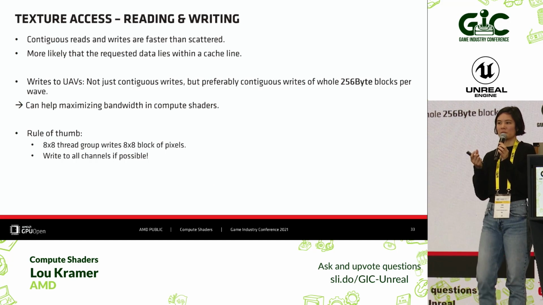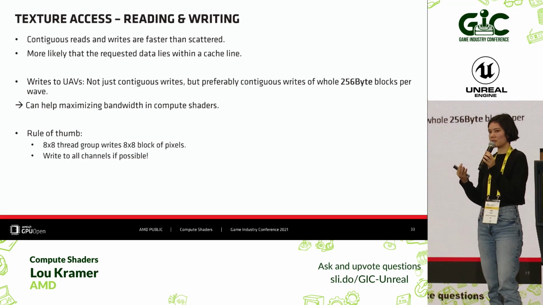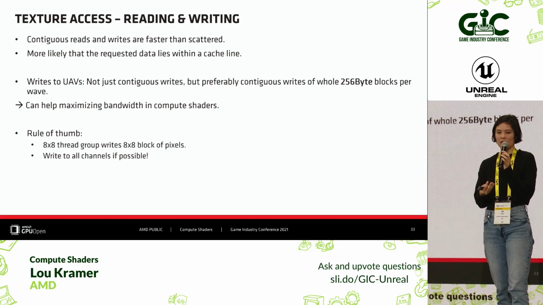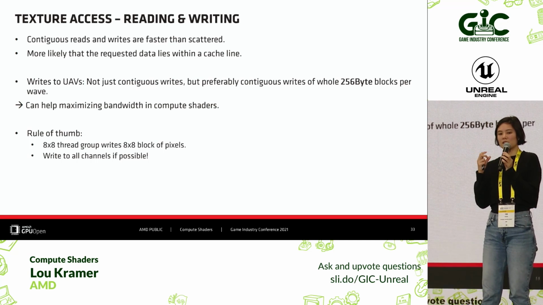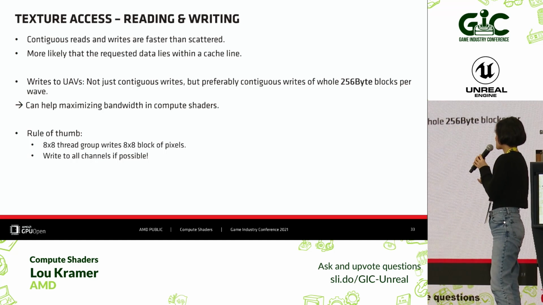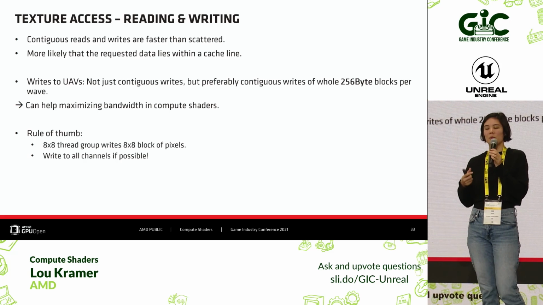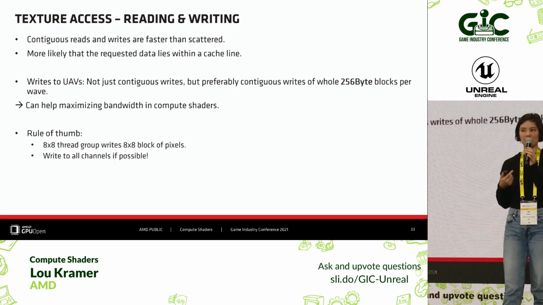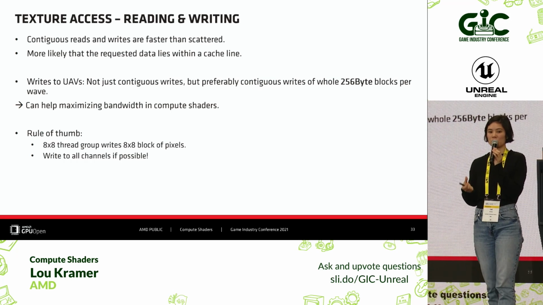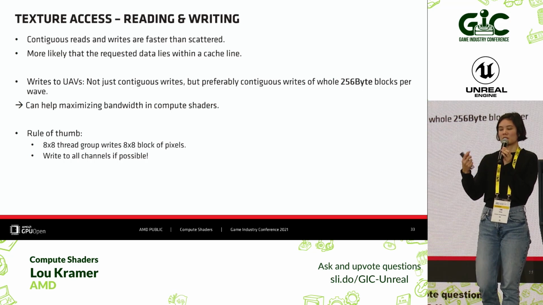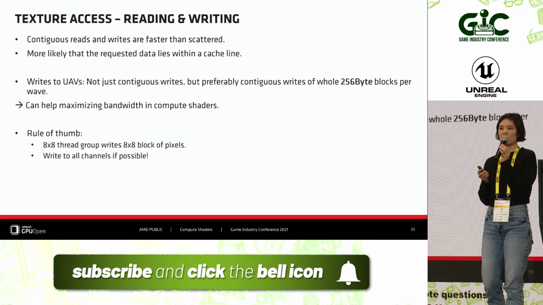Then if you think about writing, in compute shaders you write to UAVs. UAVs are unordered access views. And it's important that you write contiguous, but not only contiguous writes, but contiguous writes of whole 256 byte blocks, because that can help maximize bandwidth in compute shaders. So the rule of thumb is, if you have an 8 by 8 thread group, try to write also in 8 by 8 blocks of pixels. And try to write to all channels if possible.